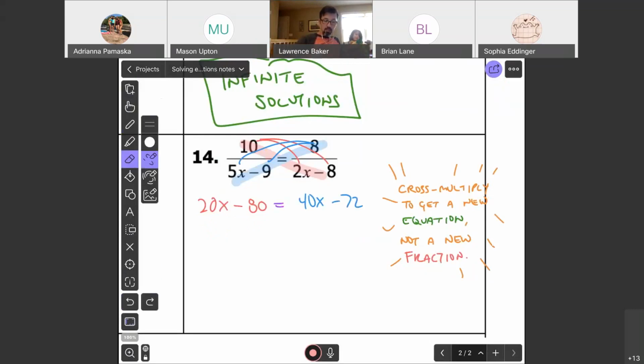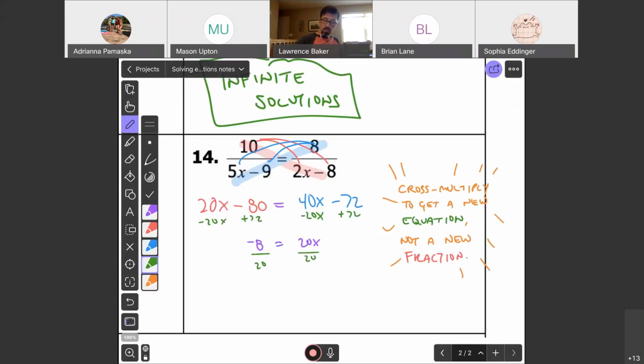And of course, just like before, let's gather our x's, then let's subtract 20. And then since we're moving the x's to the right, we'll move the constants to the left, so add 72. So it will give me negative 8 equals 20 x's. I'm going to divide by 20. And since I'm done, I'm going to shift the x back to the left side, just because that's how I like it. And those are both divisible by 4. So that'd be equal to negative 2/5.